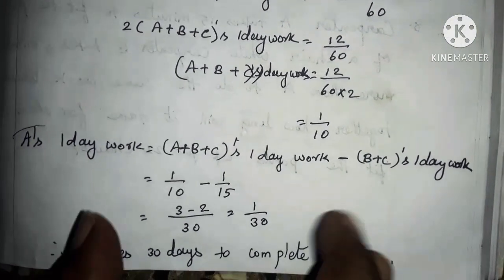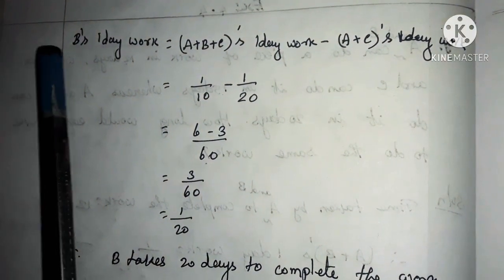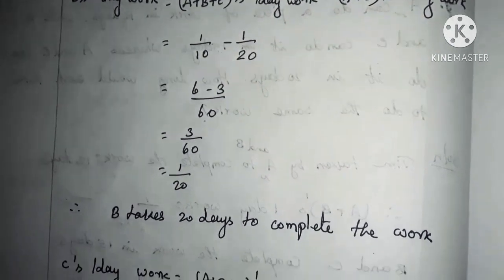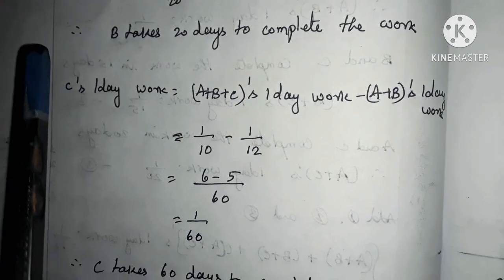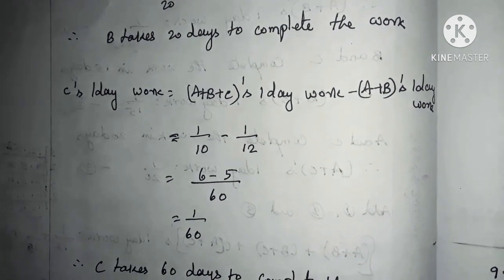The same way, B's 1 day work is found as 1 by 20 and C's 1 day work is found as 1 by 60. Therefore, B takes 20 days to complete the work and C takes 60 days to complete the same work.